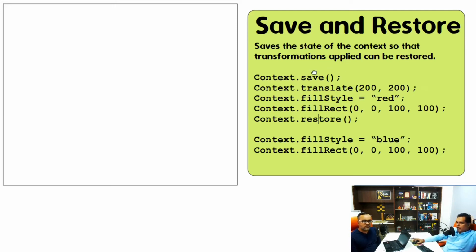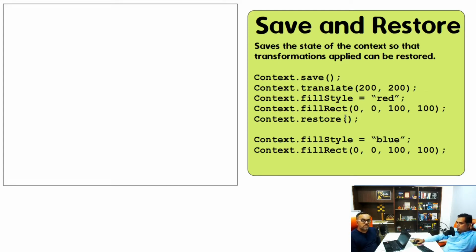Correct. So I have a piece of code. Let's just treat this as a puzzle. I do a translate 200, 200, and then I draw a red rectangle at 0, 0. Can you tell me where on this canvas it would be drawn? It would be drawn somewhere over here. Correct. 200, 200.